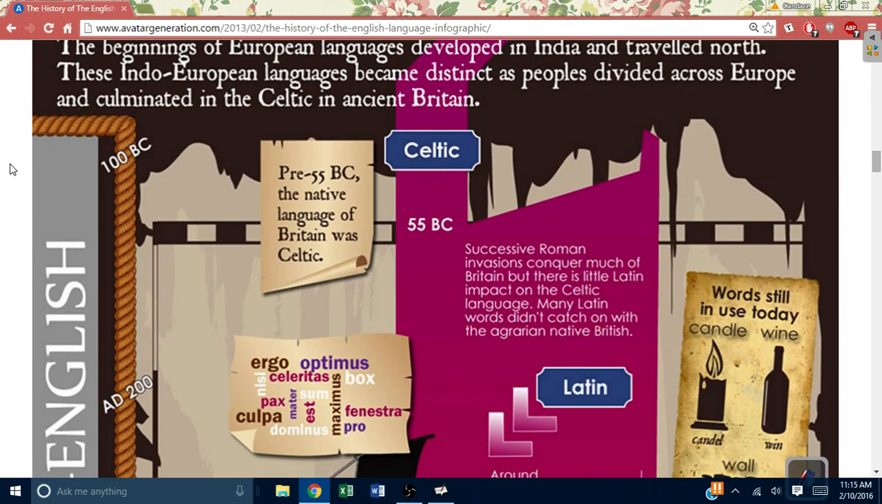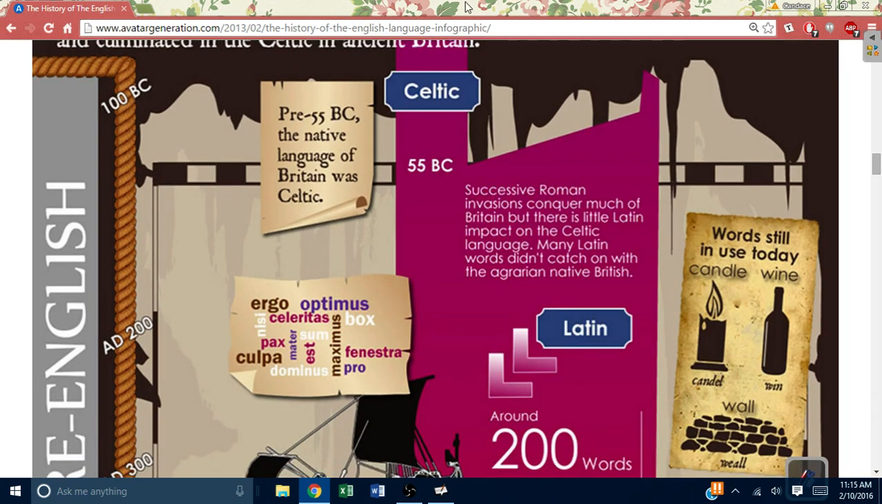If any of you are familiar with the book Beowulf, Beowulf was written in this type of English, but it would be unrecognizable to the English that we use today. So we're back here in pre-55 BC. The native language of Britain was Celtic. This came from the Woads of the time, who were a very barbaric, wild people. Then Rome came along, as they did very often during this time period, and they conquered a lot of Britain. But there's little Latin impact on the Celtic language.